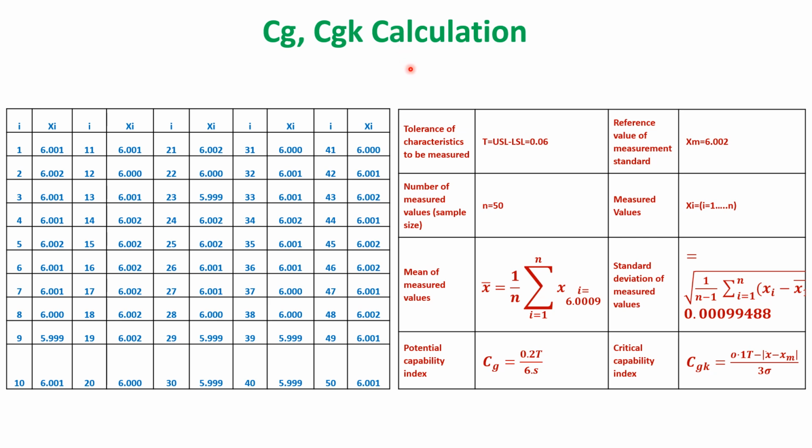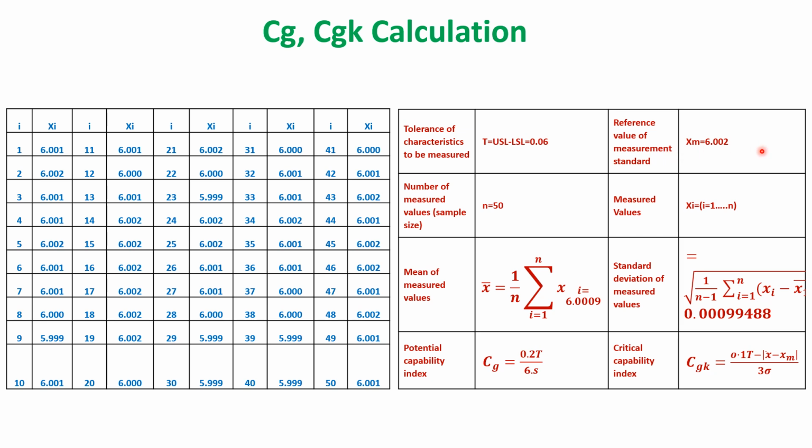Let us take one practical example for the study of Cg Cgk. Let us consider a production characteristic which has a diameter of 6 plus minus 0.6. This is the specification. For this characteristic you want to study Cg Cgk. Initially I have taken the master, rather I have prepared the master, and the master value is calibrated. So what is the master value? It is 6.002. I got this from the calibration of the master.